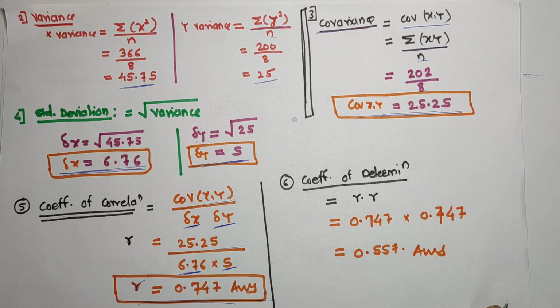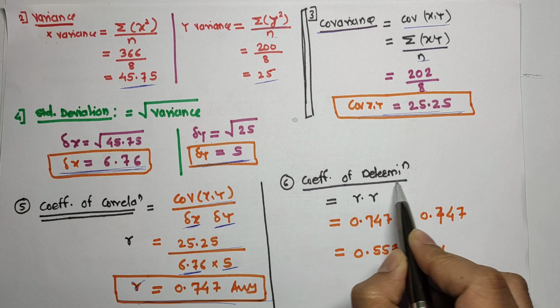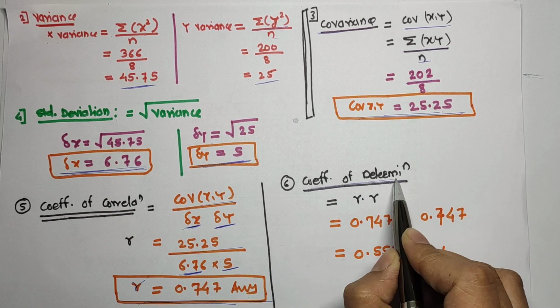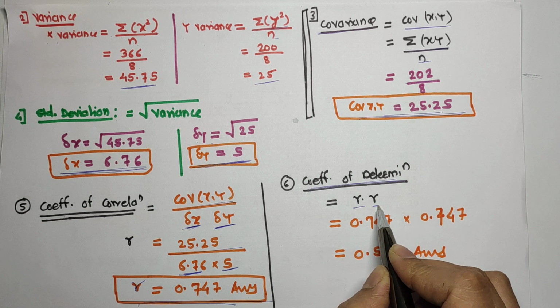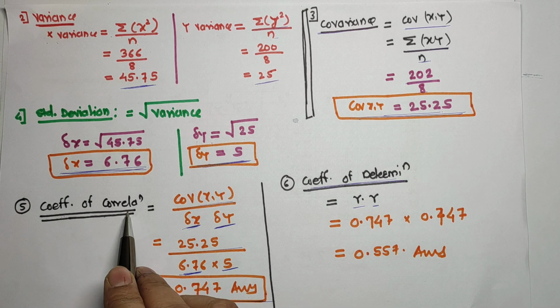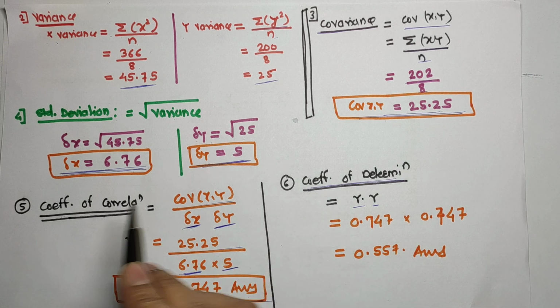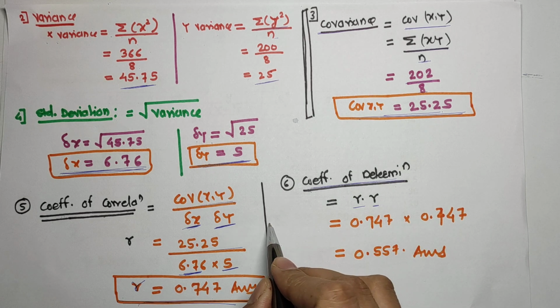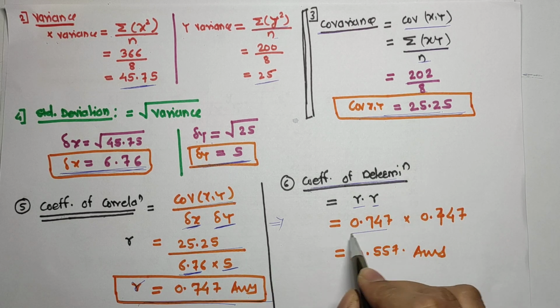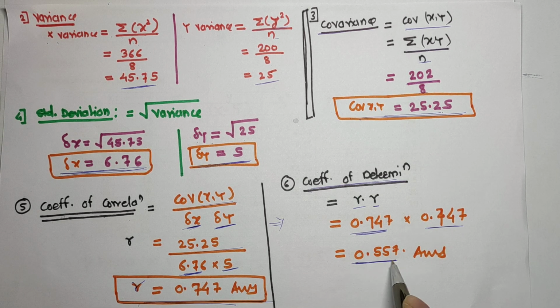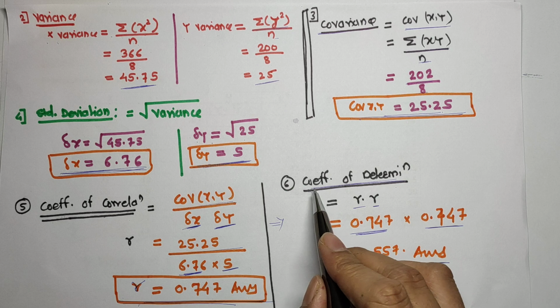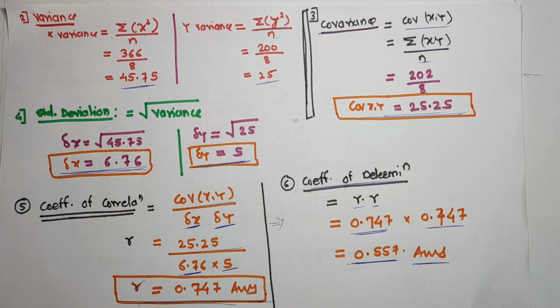Now they are asking to calculate the coefficient of determination. So we all know the coefficient of determination is nothing but small r into small r. Small r is nothing but your coefficient of correlation. When you take the square of the coefficient of correlation, you will get the coefficient of determination. Okay, so it is very simple. Just put the value and multiply using a simple calculator. You will get 0.557 as the answer for your coefficient of determination. So friends, in this fashion you have to solve this type of numerical.